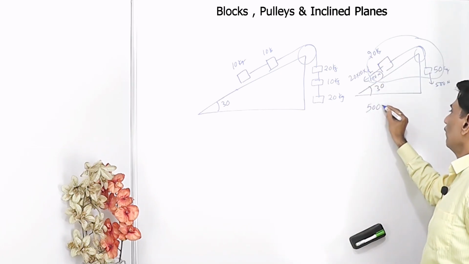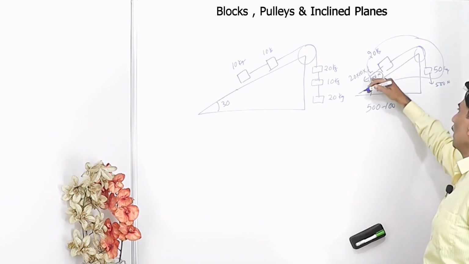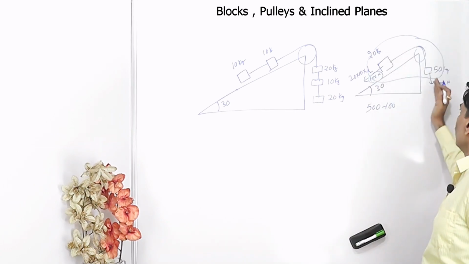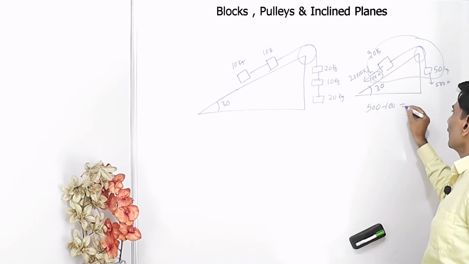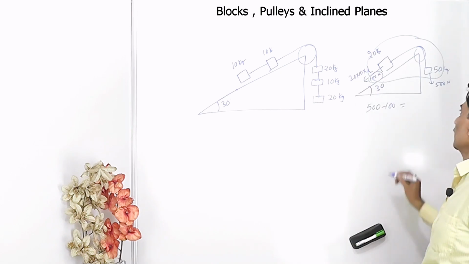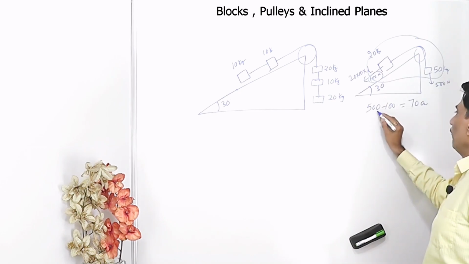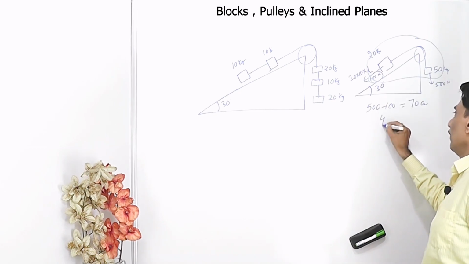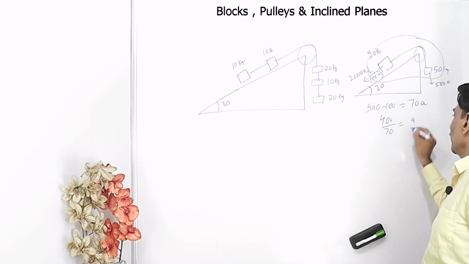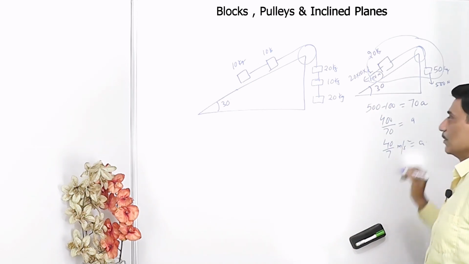So the net force is 500 minus 100, the resultant force along the string. 500 minus 100 Newton is responsible for accelerating all the masses, 20 kg here, 50 kg here. So it is 70 into A. 500 minus 100 is 400, divided by 70 is equal to A. 40 by 7 meter per second square is the acceleration.